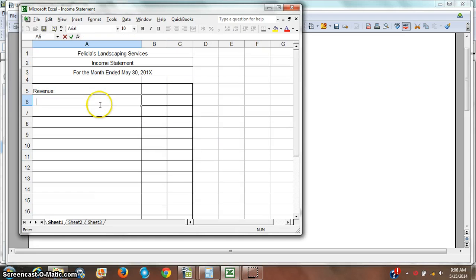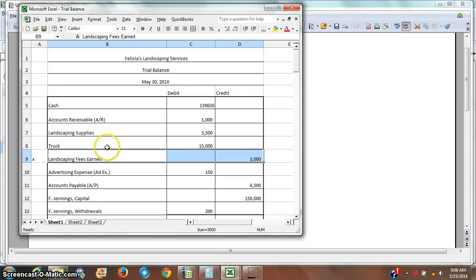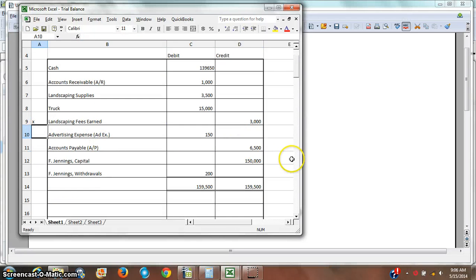I'll go ahead and indent and put this on my income statement. $3,000. And next, I've got operating expenses. In more advanced income statements, there'll be other kinds of expenses besides operating expenses, but for now, this is all I have. And those are advertising expenses, the first one.